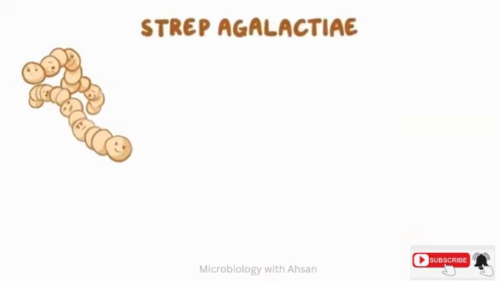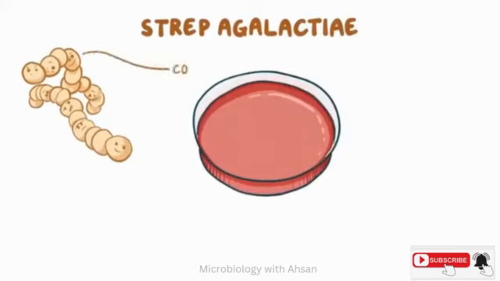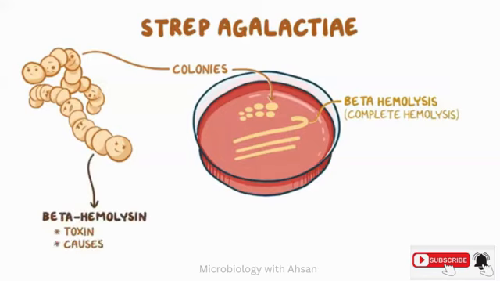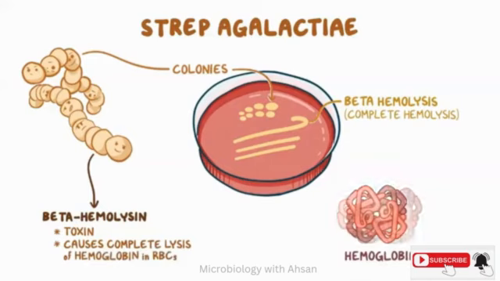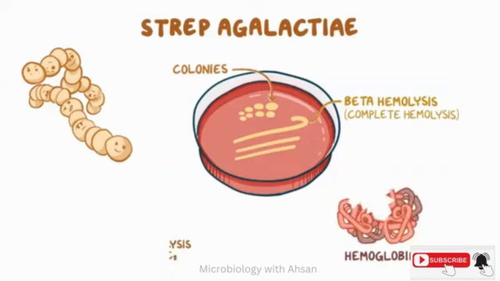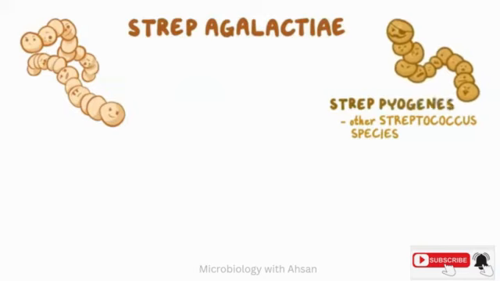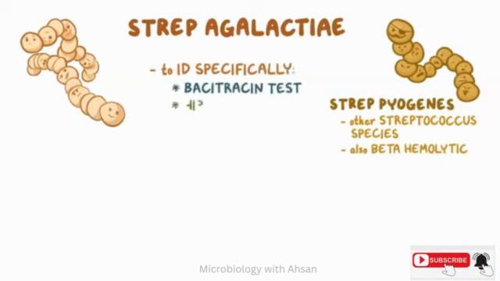When cultivated on a medium called blood agar, strep agalactiae colonies cause beta-hemolysis, also called complete hemolysis. That's because strep agalactiae makes a toxin called beta-hemolysin that causes complete lysis of the hemoglobin in the red blood cells, making the blood agar change color from red to transparent yellow around the colonies. However, other Streptococcus species, like strep pyogenes, are also beta-hemolytic. So to identify strep agalactiae specifically, the bacitracin test, the hippurate test, or the CAMP test can be done.